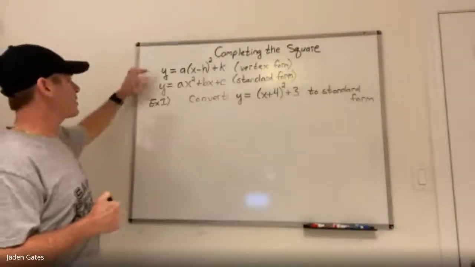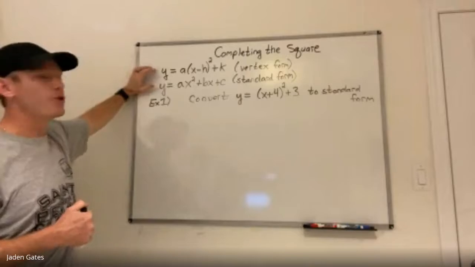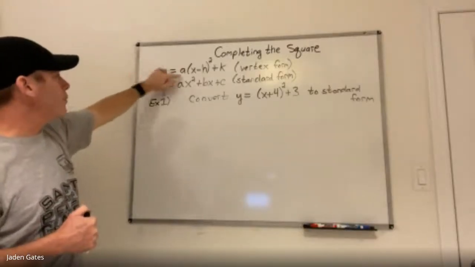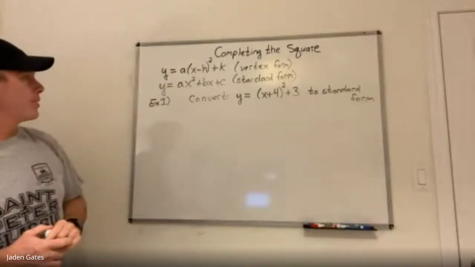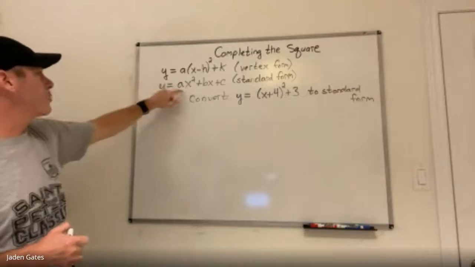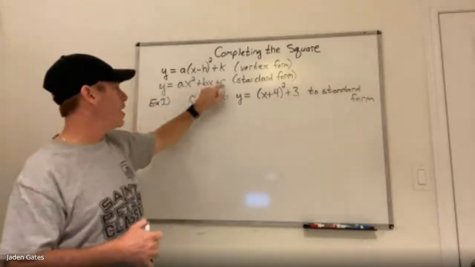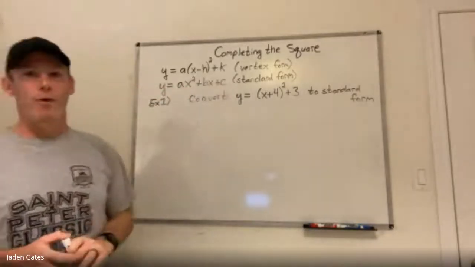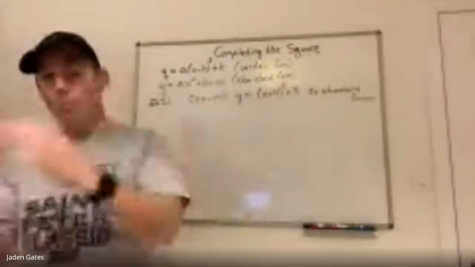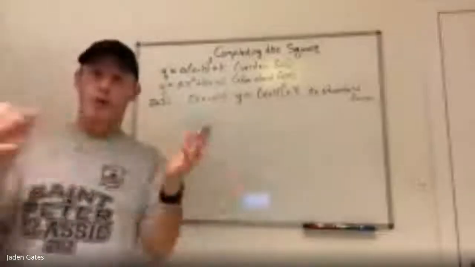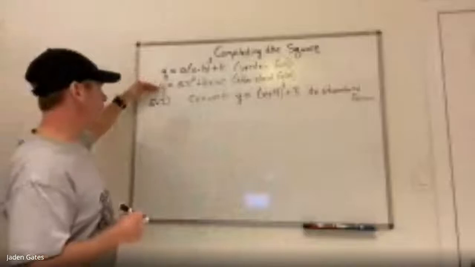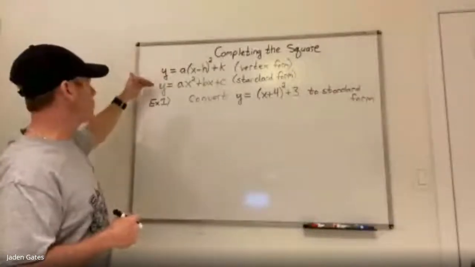The key here is that we've looked at quadratic equations in two forms so far. We've looked at vertex form, which is y equals a times (x minus h) squared plus k. And we've also looked at standard form, which is y equals ax squared plus bx plus c. Now, the thing is that you have to be able to go from one form to another, converting them or changing an equation from standard form to vertex form or from vertex form to standard form.